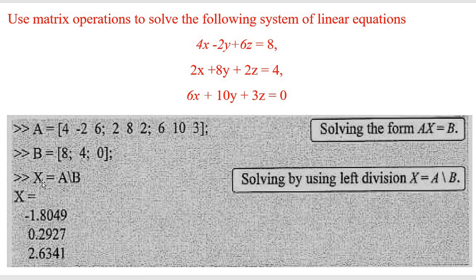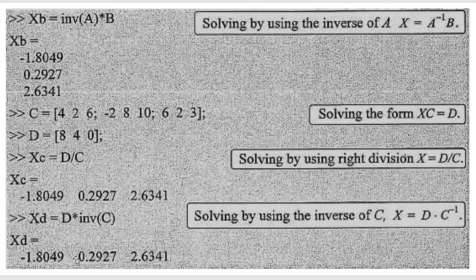So now we are going to display the answer. What is our answer? We need A inverse into B, that is A divides B, the B by A form. So therefore we are using the right division as x equals A divide B. Therefore the answer is minus 1.8049, 0.2927, 2.6341.